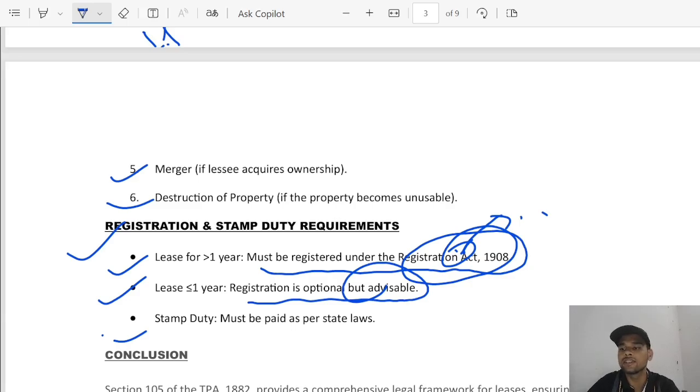To sum up, a lease is not just a simple renting agreement. It's a legally recognized interest in immovable property that creates enforceable rights and obligations. Sections 105, 106, 107, and 111 of the Transfer of Property Act basically deal with the concept of lease. We already know that possession is nine-tenths of the law, but the lease defines the tenth.